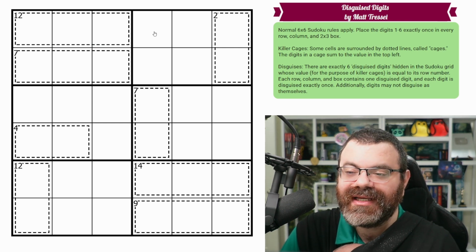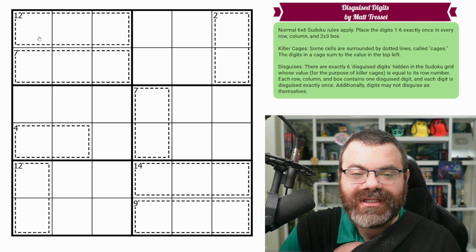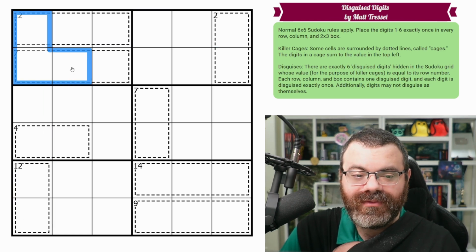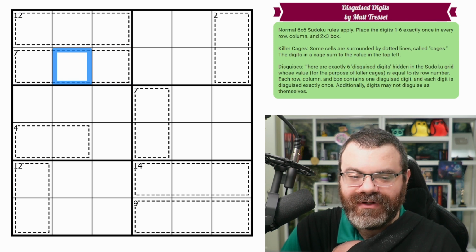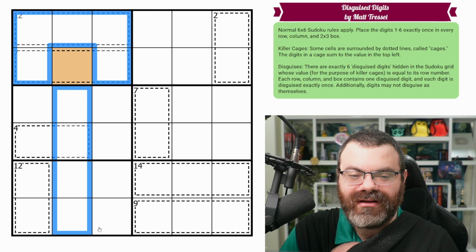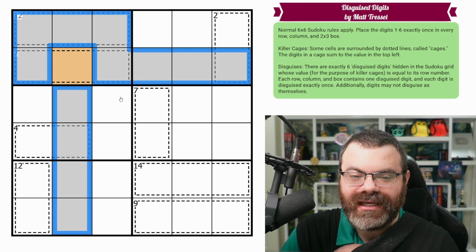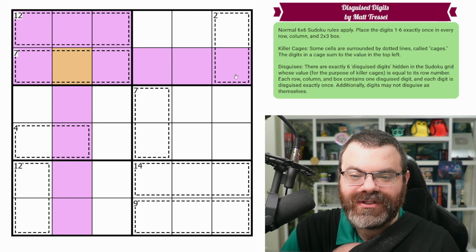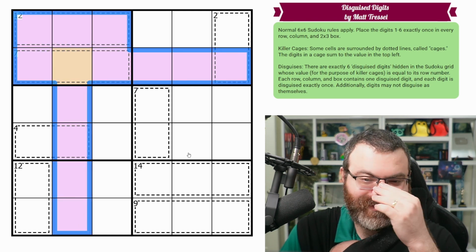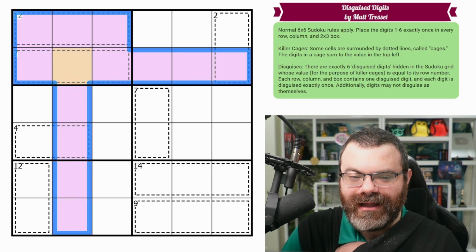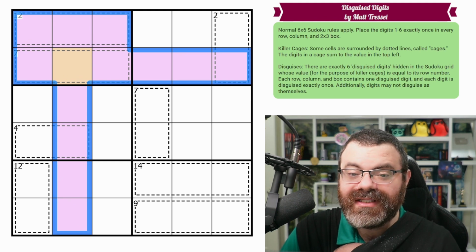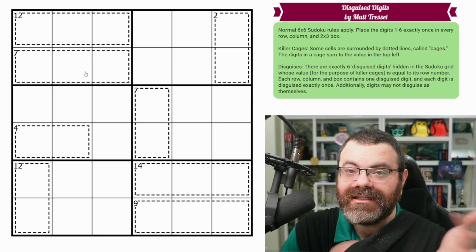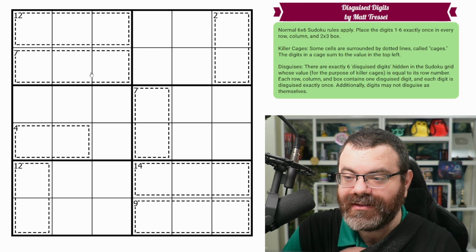So there are exactly 6 disguised digits hidden in the Sudoku grid. So there's going to be 1 per row, 1 per column, and 1 per box. So if we say this one's disguised, then that means that for the rest of the box, the rest of the column, and the rest of the row, we cannot have any more disguised digits. So maybe I'll use purple for that. Someone suggested, yeah, use purple and orange for the Halloween, which is a neat idea. So there are going to be 6 of them in the grid that act like a digit would, right? There's 1 per row, column, and box.